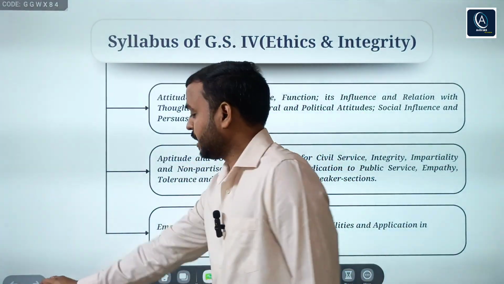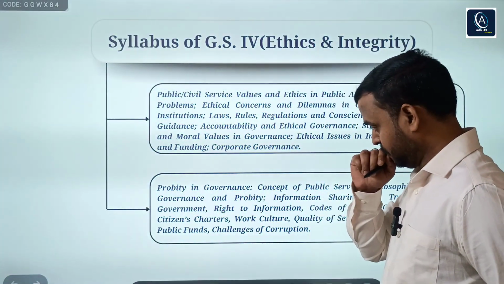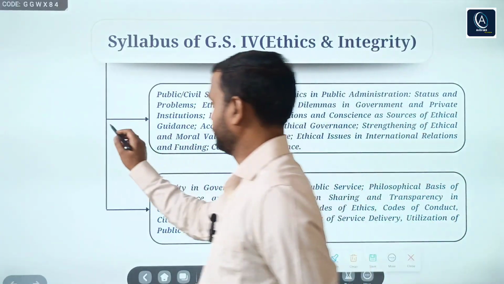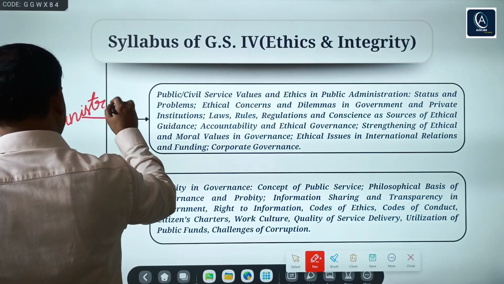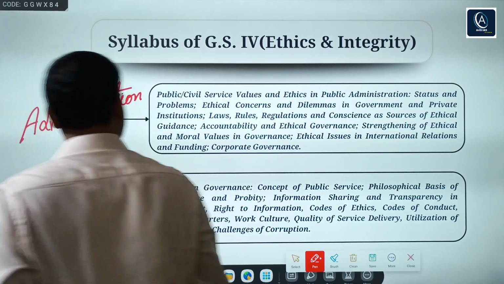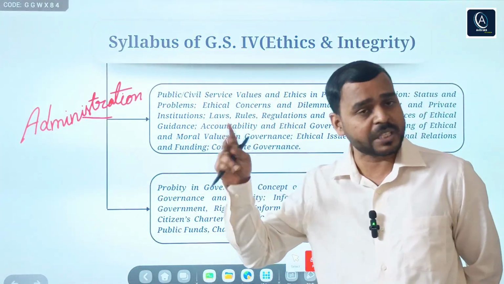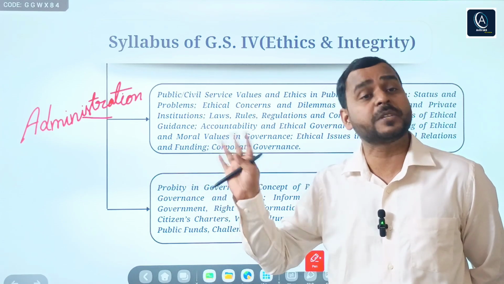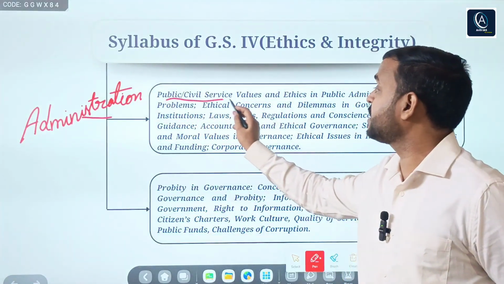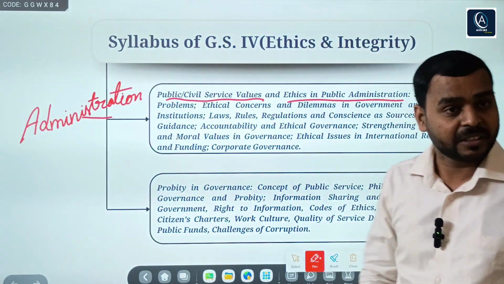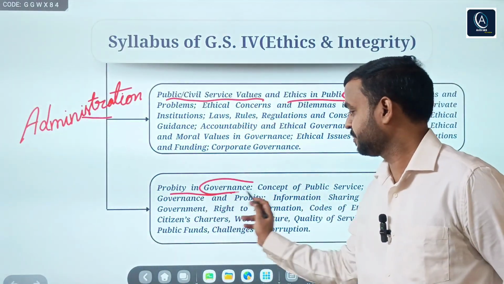And the last two topics are related to administration. So you should integrate these two topics. First, you will start from the first two topics I have mentioned, then go for the three topics that are part of human psychology, and then come to these two topics. First is public or civil services values and ethics in public administration, as I said, part of administration. Again, probity in governance.